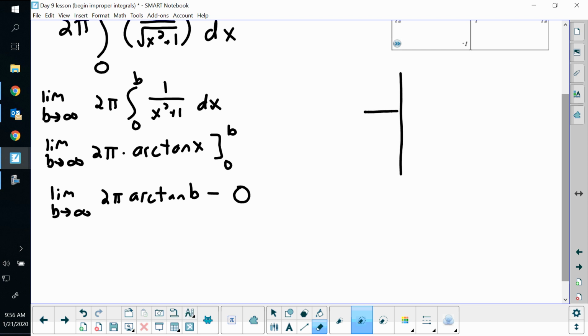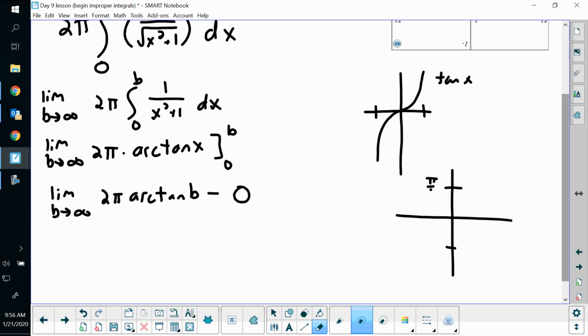Well, here's regular tan. Tan's graph looks something like that. When we switch the x's and the y's, these will now be pi over 2 and negative pi over 2. And our graph will look something like that. Remembering what this arctan graph looks like, it'll come up a decent amount. So that'll be helpful to remember.